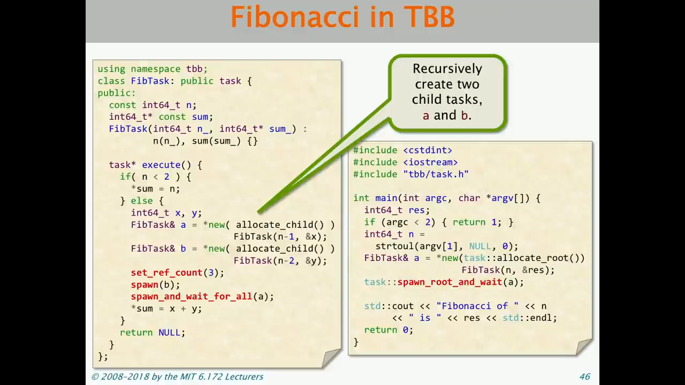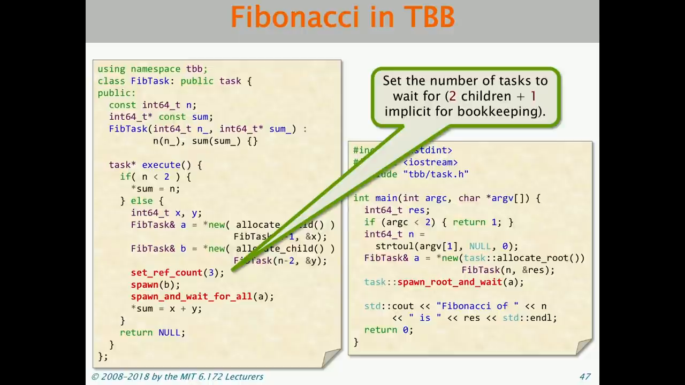Okay, and in TBB, we can easily create a recursive program that extracts more parallelism. Here what we're doing is recursively creating two child tasks, A and B. That's the syntax for creating the task. Here we can just pass the arguments to fib tasks instead of marshaling the arguments ourselves. Then we have a set ref count. This is the number of tasks that we have to wait for plus one, so plus one for ourselves. In this case, we created two children tasks, and we have ourselves, so that's 2 plus 1.